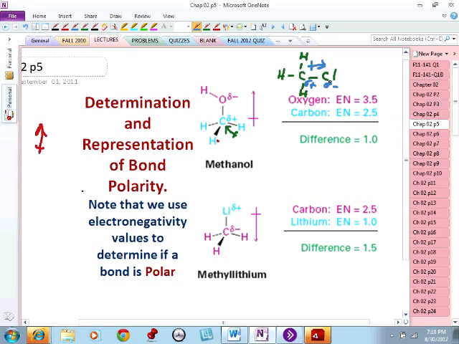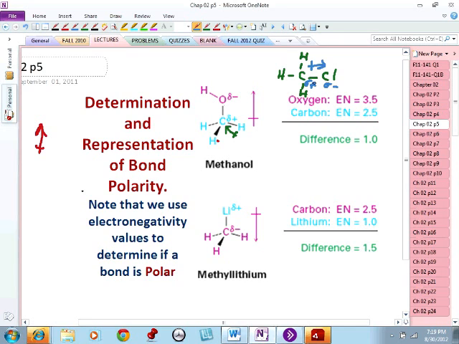Now this is very important once again when we get to chemical reactions, because most of the chemical reactions that we are going to be dealing with will depend on bond polarity. So that is why this is a very, very important concept indeed.